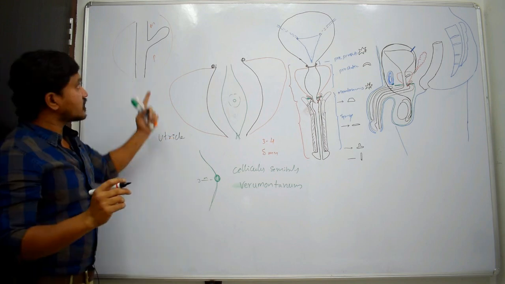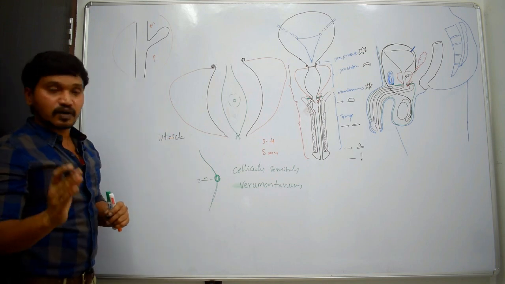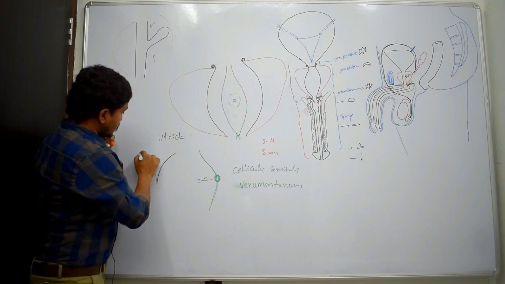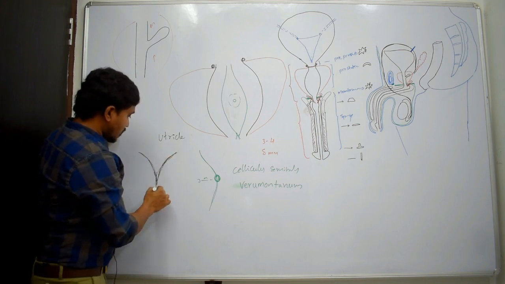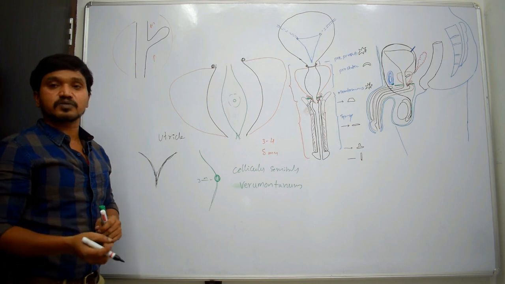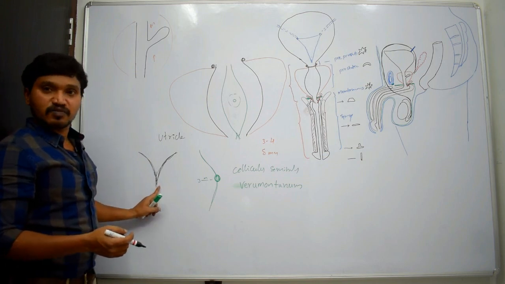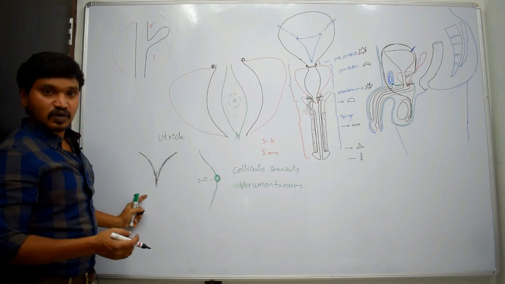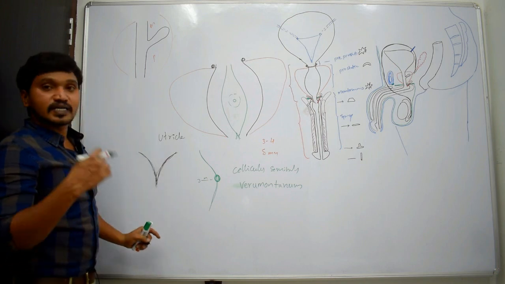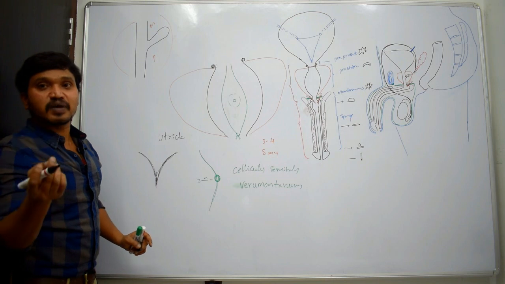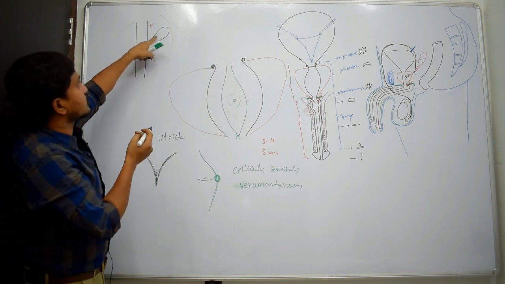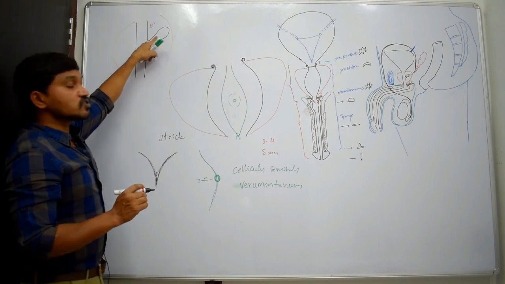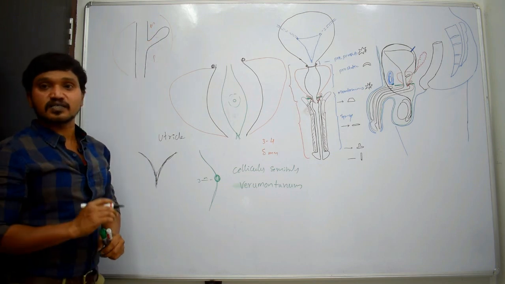Prostatic utricle. Developmentally it is derived from fusion of two paramesonephric ducts. Actually in case of females these two paramesonephric ducts united and form the uterus and the upper part of vagina. But in case of males there is no need of these structures. That's why these structures will degenerate and remain only a small part. This small part what we are calling prostatic utricle. It is homologous with the vagina in case of females.